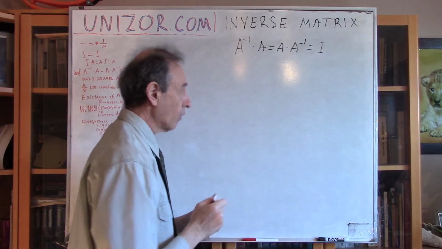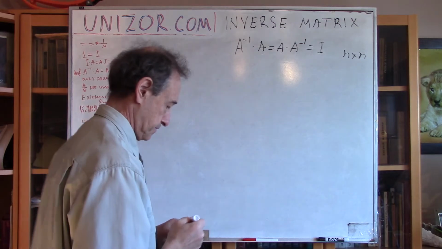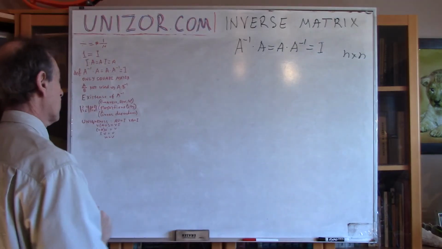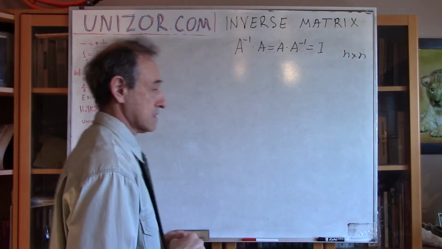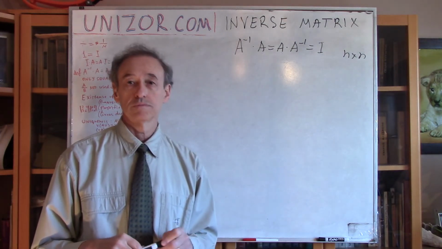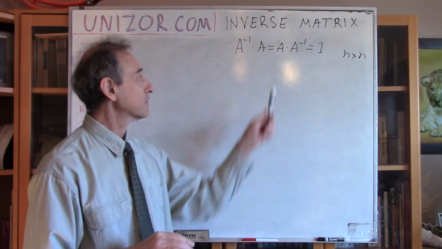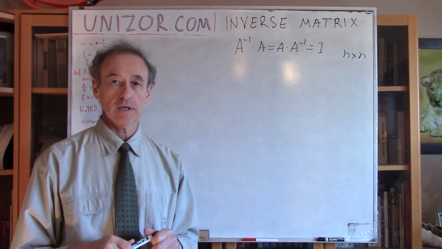And it's defined only for square matrices. Now, does it exist? Well, no, it does not always exist. Let's put it this way: not for every matrix can I find an inverse.